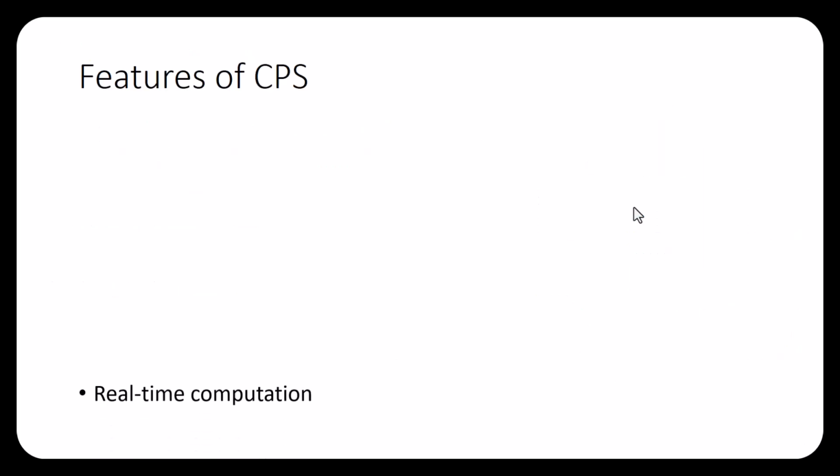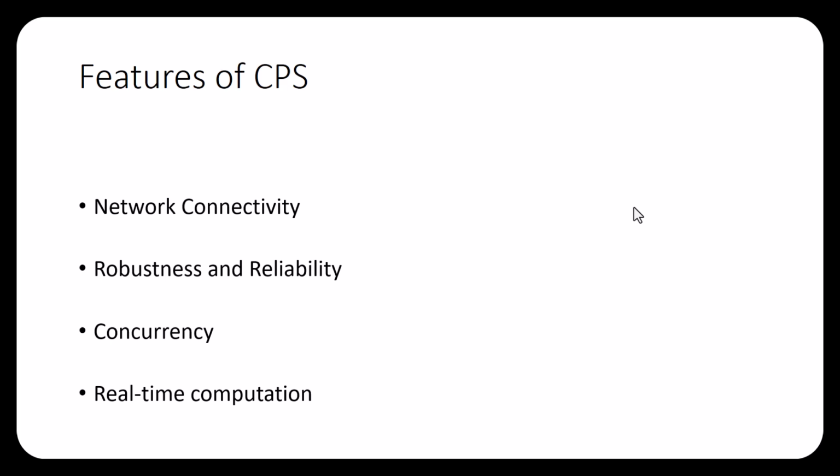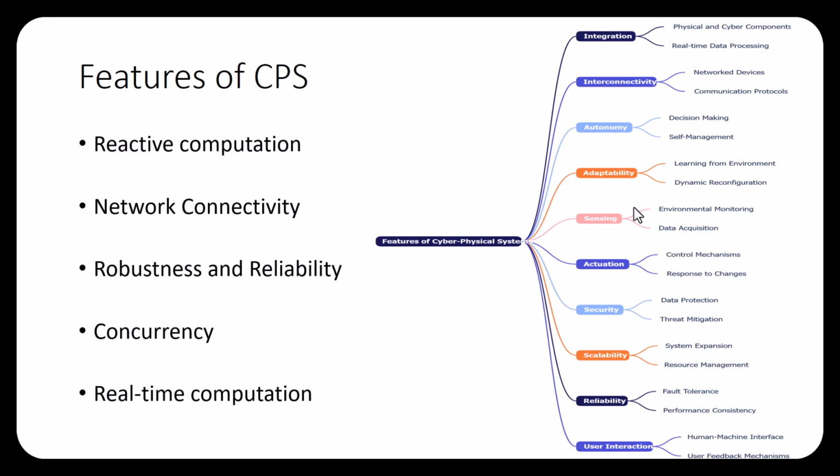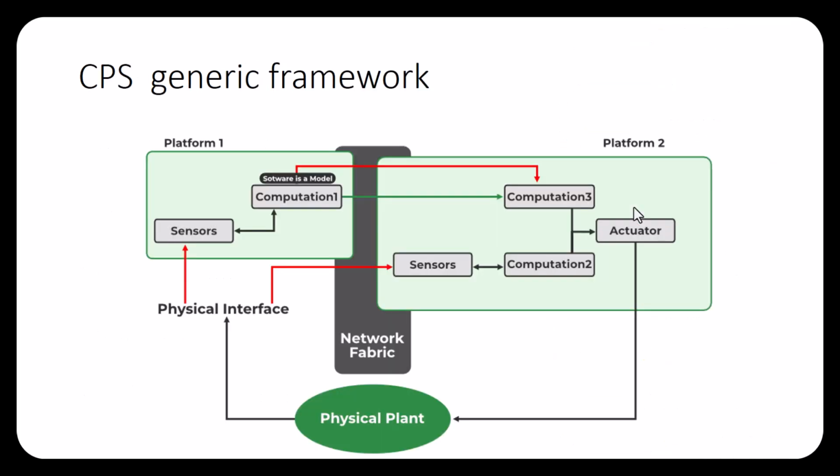Now the features of CPS: real-time computation, concurrency, robustness and reliability, network connectivity, and above all, reactive computation. I've already dealt with this in the class. What is reactive computation? How is responsive different from reactive? Now this set of features of CPS can be found almost everywhere, whether in decision making or self-management or dynamic reconfiguration, or even intelligent data acquisition systems, environmental monitoring. You take any example for that matter. If it is made of CPS, definitely you will have all these components involved in that.